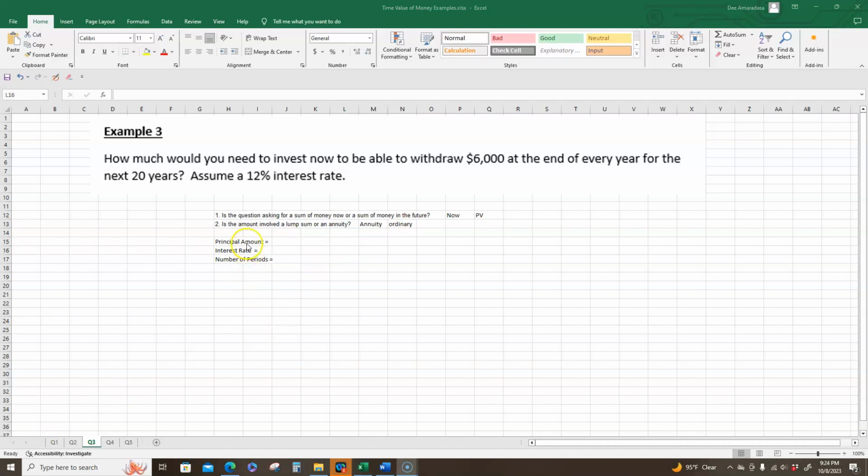Next, we have to look at the principal amount, interest rates, and number of periods. The principal amount, in this case, the amount that they have given us is actually the amount of the annuity, and that is the principal. We're going to use that as the principal amount. It's really not the principal amount, it's a payment. So let's just change this wording here to payment.